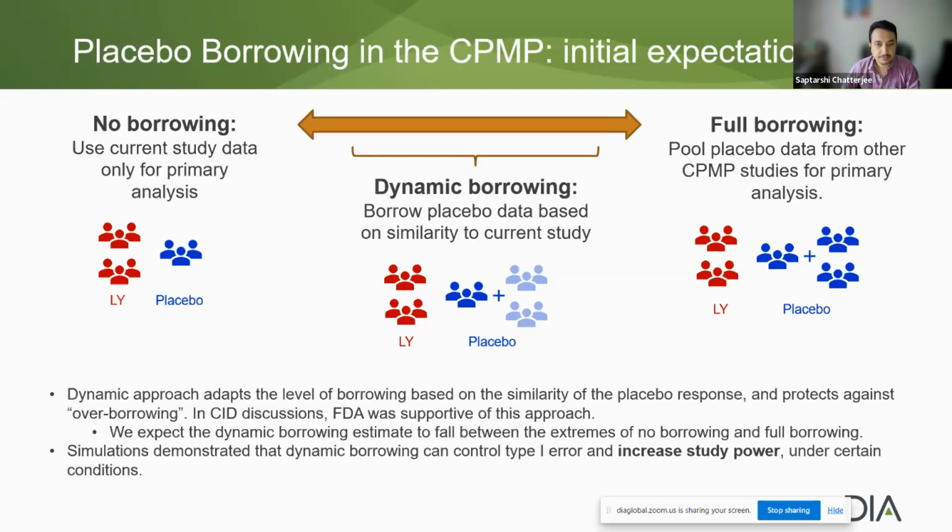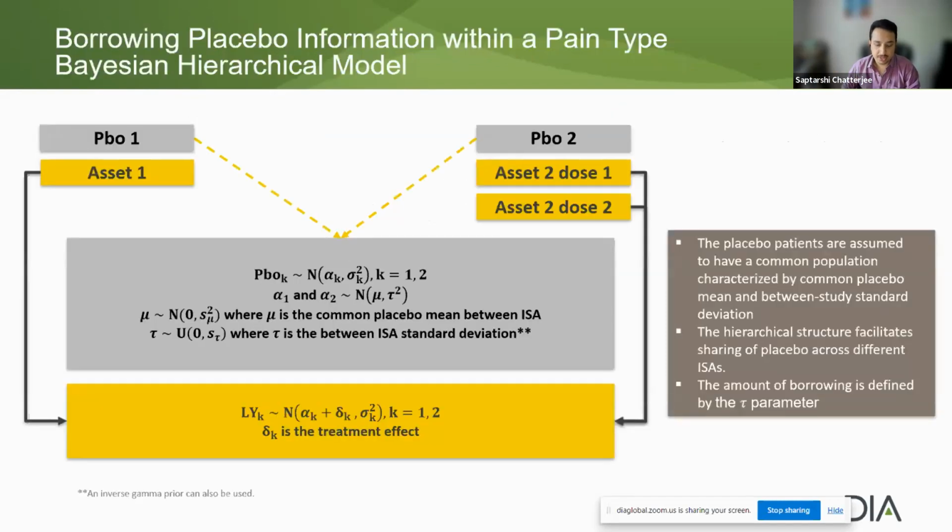Okay. Next slide, please. Now, a little bit of a deep dive into the Bayesian hierarchical model here, and this is not really in the context of CPMP, but in a generic sense. Let's say there are two ISAs. For one ISA, we have two arms, placebo and asset 1, and then in the other ISA, we have asset 2, with two arms there, asset 2 dose 1 and dose 2, and we have the placebo cohort.